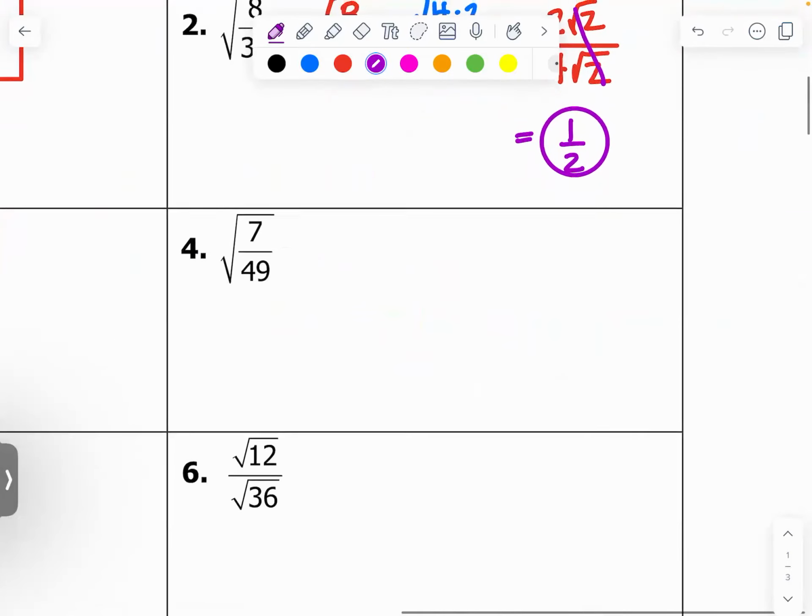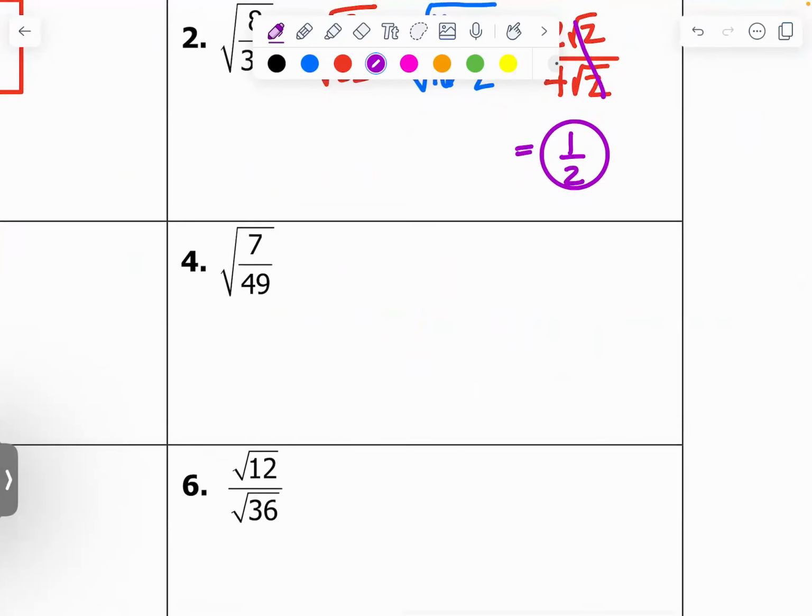How about you guys do number 4? I have a question about the square root of 7 over 7. Yep, that's it.